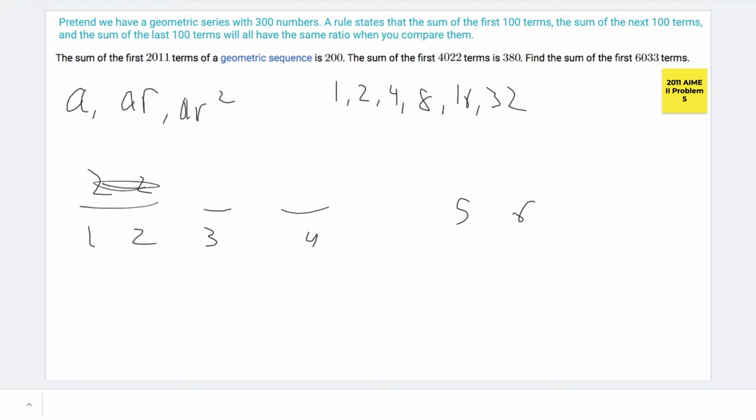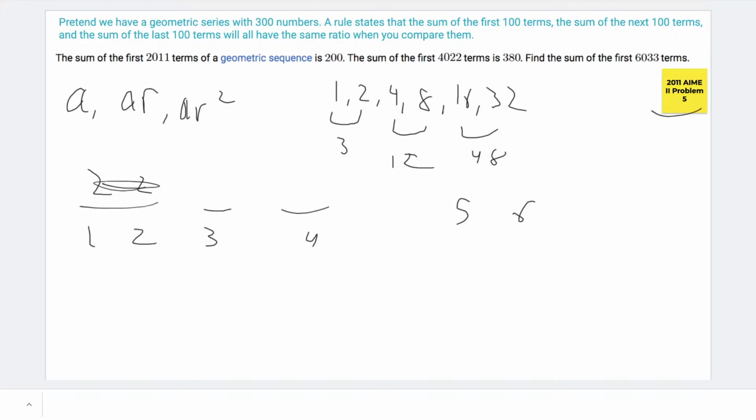But I'll show you for the first two terms. So the sum is 3, the sum of this is 12, and the sum of this is 48. Notice this is just 3 times 4, which is 12, and 12 times 4, which is 48. So that means the ratios of the sums are also the same. And now let's use this to find the answer to this problem.